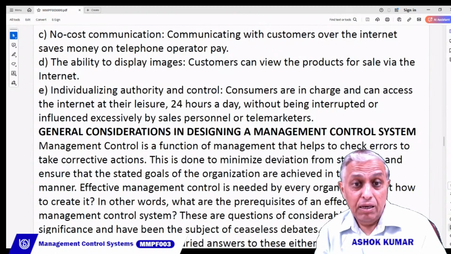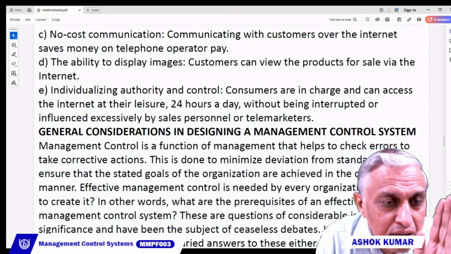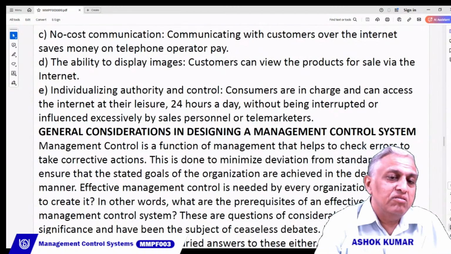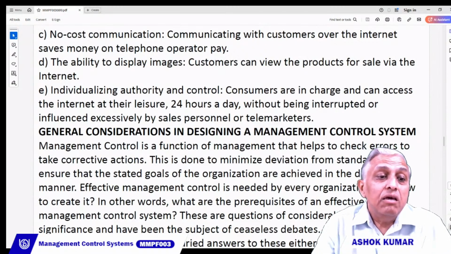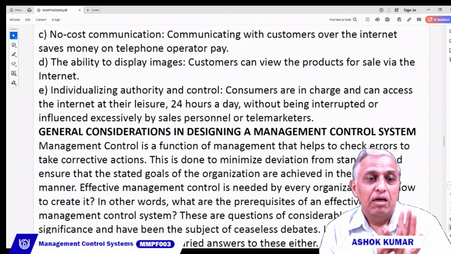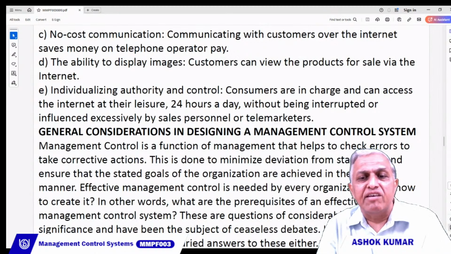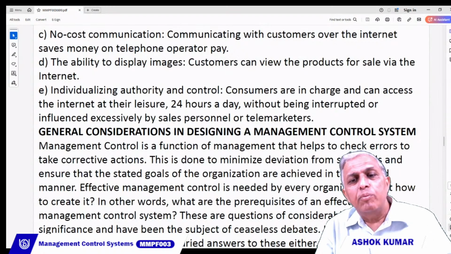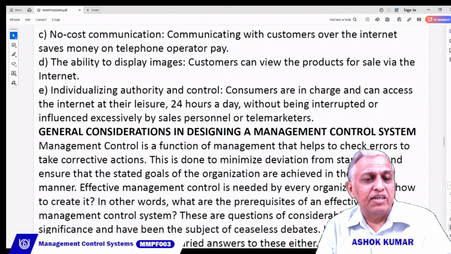Got it? Why? Because, according to the extent of decentralization and delegation, the design would also be taking shape accordingly. General considerations in designing a management control system: it is a function of management that helps to check errors and take corrective actions. This is done to minimize deviations from standards and ensure the stated goals of the organization.